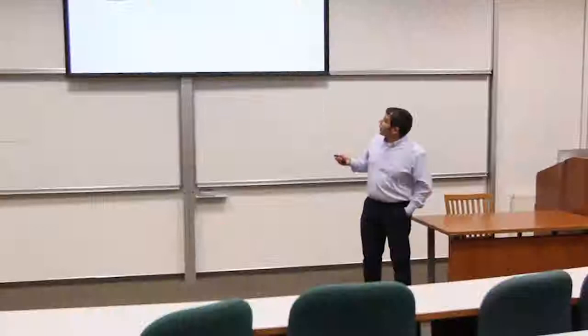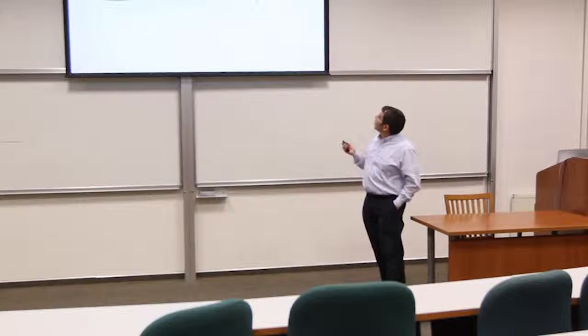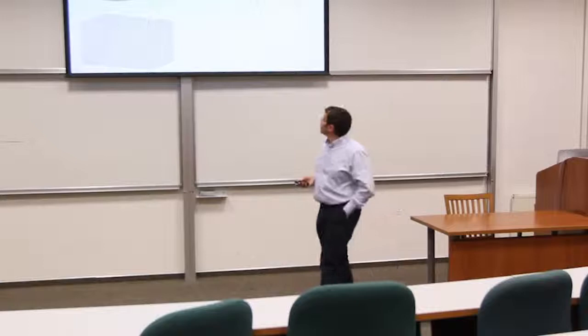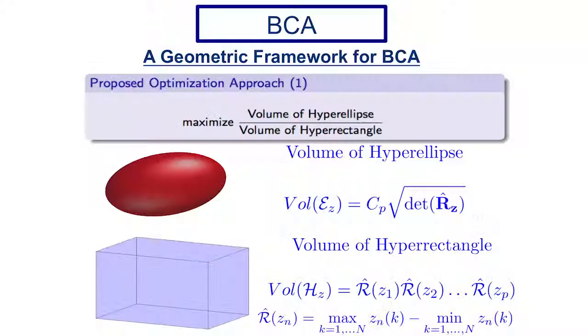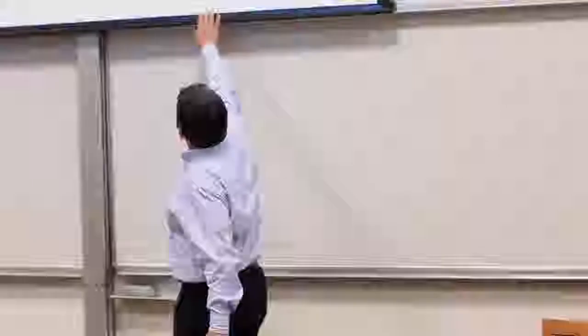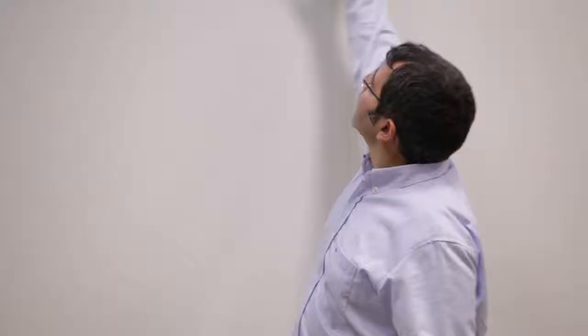So we have this ellipse's volume given by the determinant of the sample covariance of the separator outputs, and the volume of the hyperrectangle is even simpler, which is just the product of its sides. The sides of this bounding hyperrectangle are nothing but the ranges of each output component, defined as the maximum of that output component minus the minimum of that output component over all sample vectors. So this is how we define the volumes.